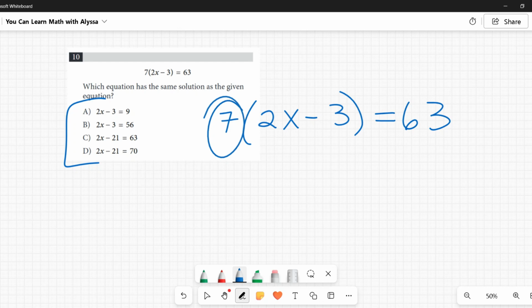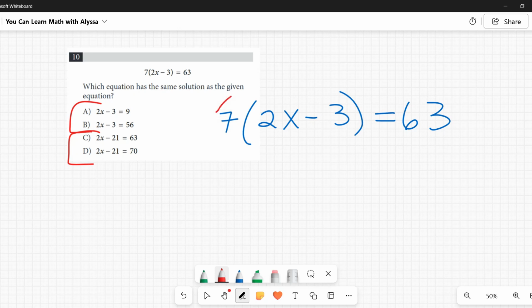Well, this 7 is what's making it look different, right? All of these are just 2x minus a number. And over here on the left side, we've got this rogue 7 that's messing things up. So what happens if I get rid of that 7? Am I going to get to 2x minus 3, or am I going to get to 2x minus 21?